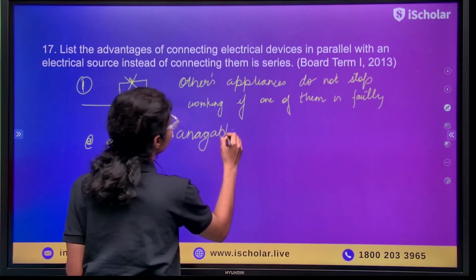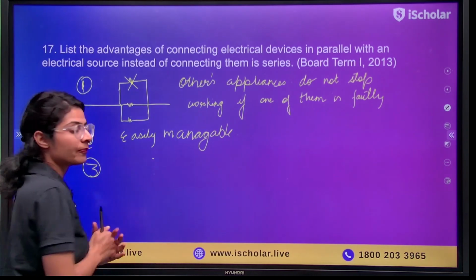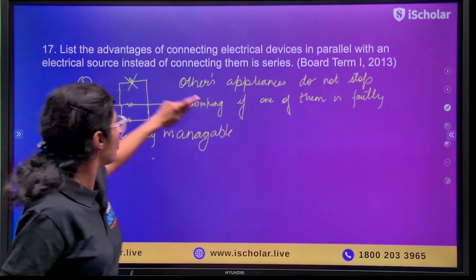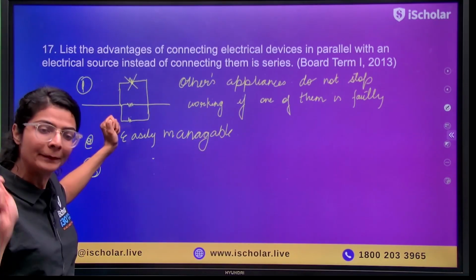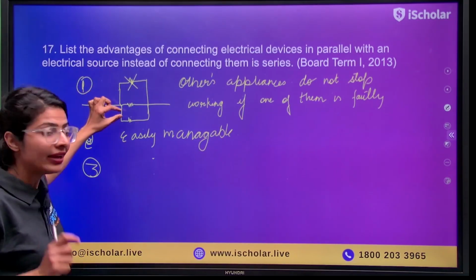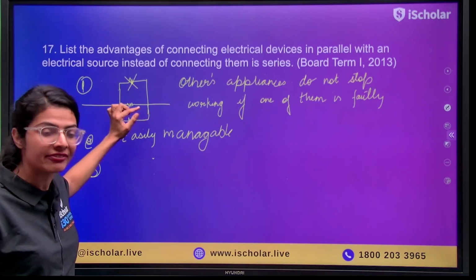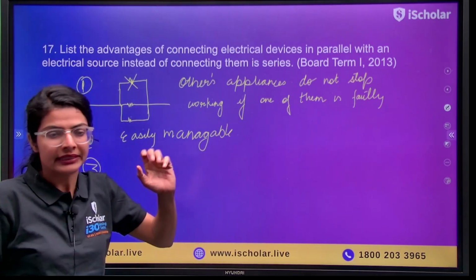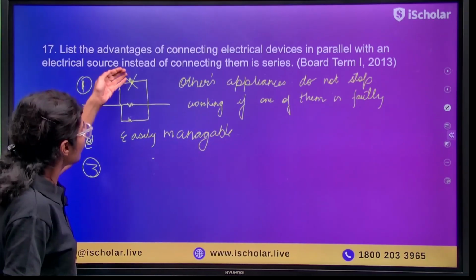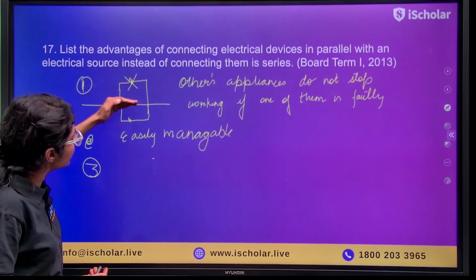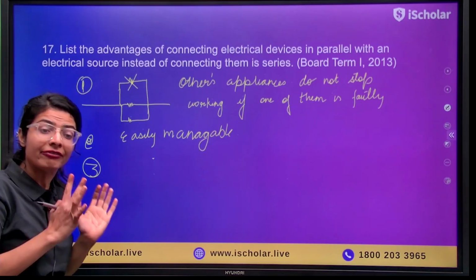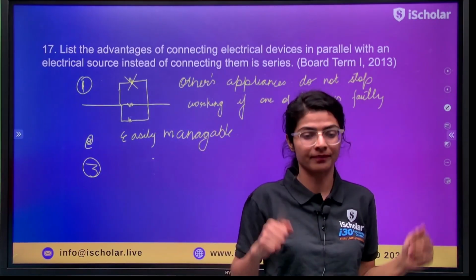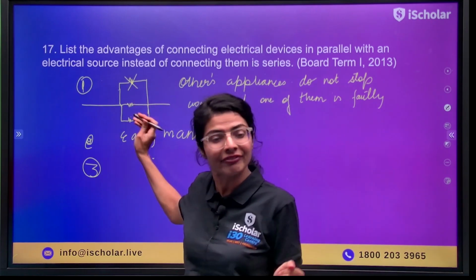Now the third point which I am writing is the important point. See, if all these are connected in parallel, we know that for everyone we are going to have the same voltage difference. For each of these we are going to have the same potential. So when they have the same potential difference, every device, every appliance will work in an optimal condition.